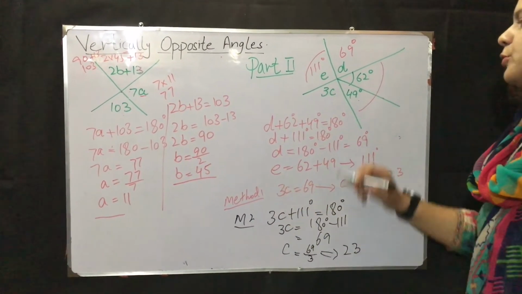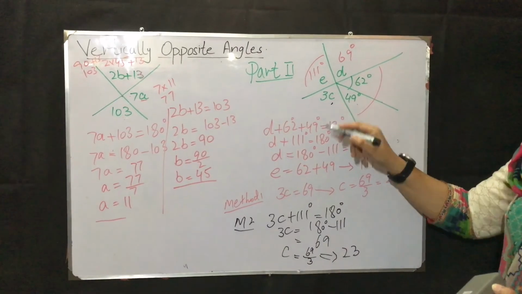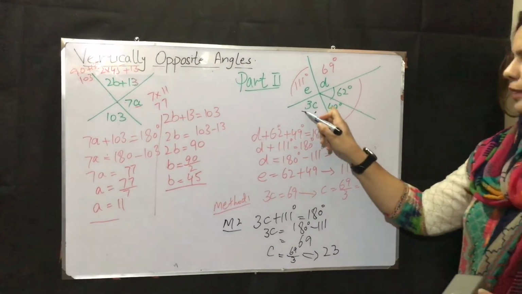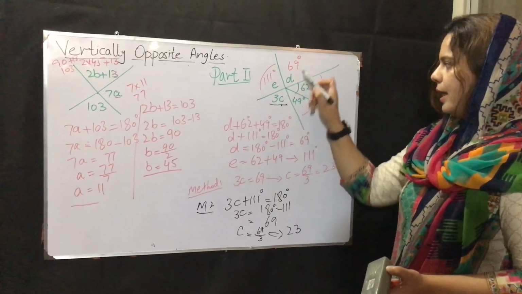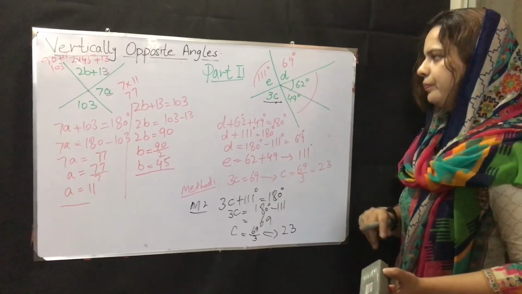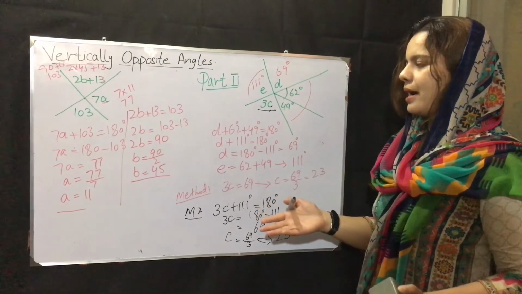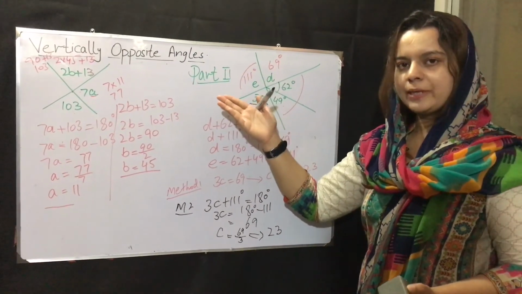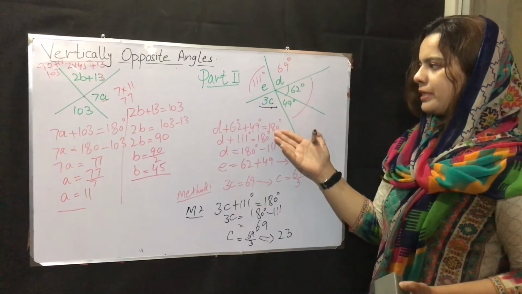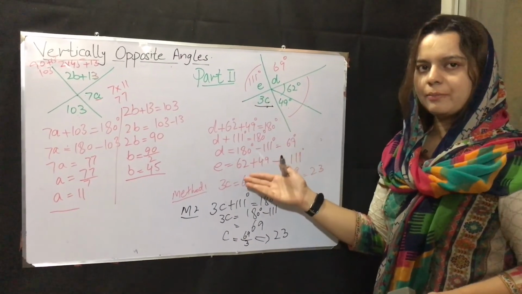Both ways you can use to find the value of c. If the question is that we have to find the value of the angles, we can multiply the value of c with 3 and all angles are here. I hope you will understand how to apply the vertically opposite angles properties and adjacent angles properties to find the value of unknown variables.